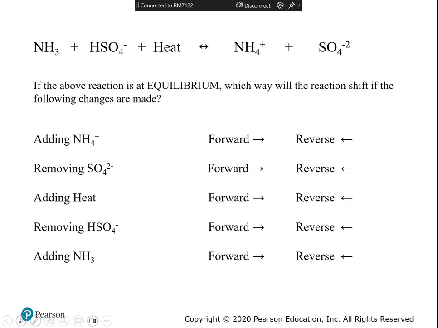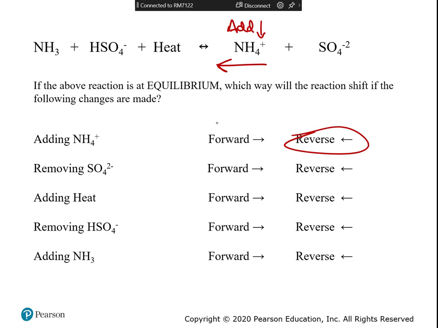So here's your reaction: NH3 plus HSO4 negative plus heat will make NH4 plus and SO4 2 negative. Notice you've got the arrow going both directions. If I have this reaction at equilibrium, which way will the reaction shift if I add NH4 plus? Find NH4 plus. If I add NH4 plus, the reaction shifts away from it. That means the reverse reaction will occur.